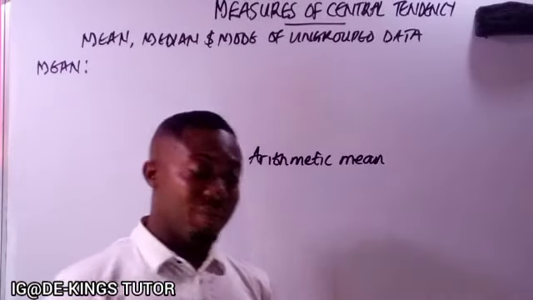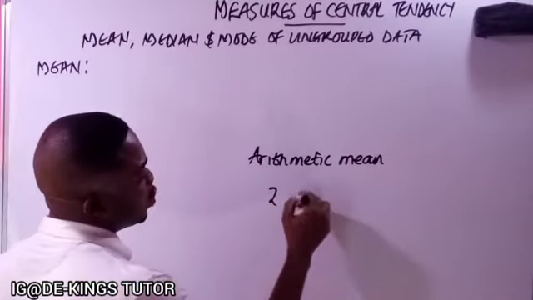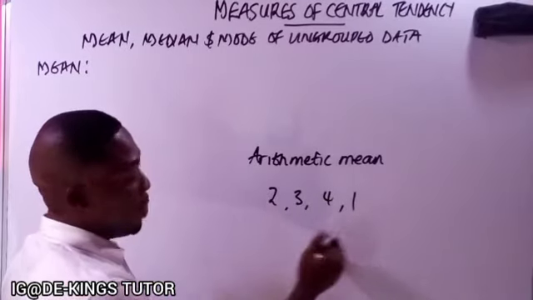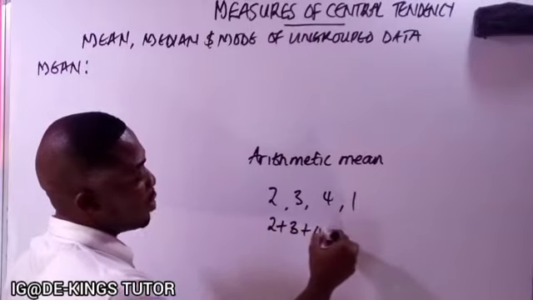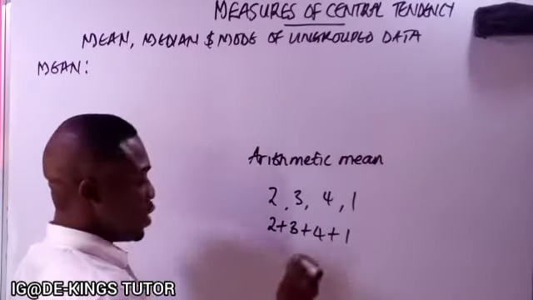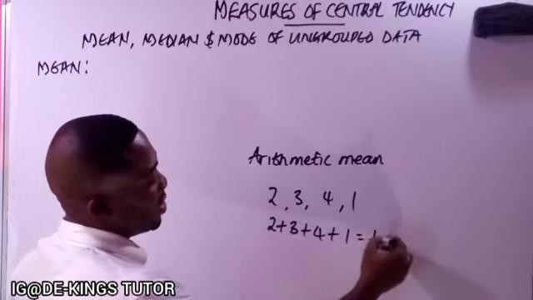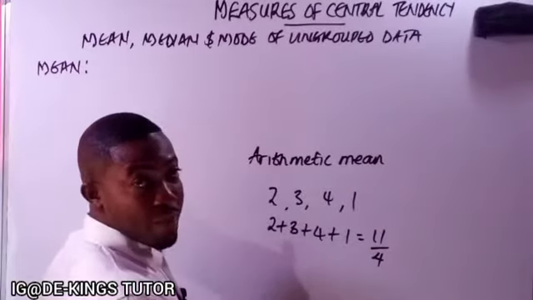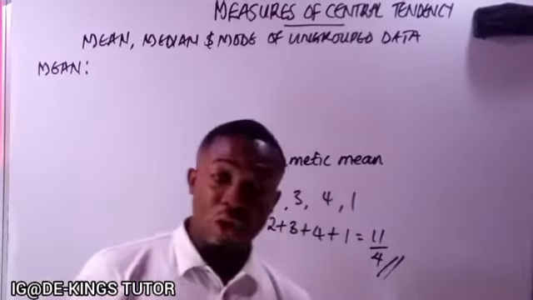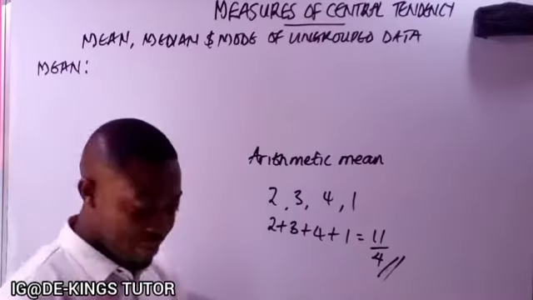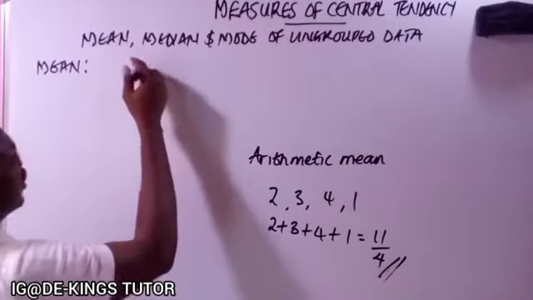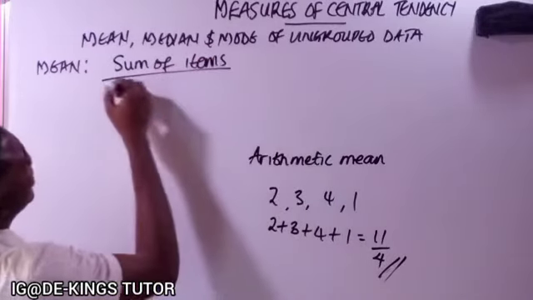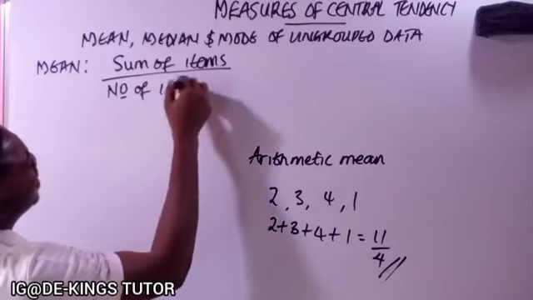To find the mean, you have to sum up all the items and divide it by the number of items. For instance, if you have 2, 3, 4, and 1, and they say find the mean, you sum it up: 2 plus 3 plus 4 plus 1, which gives us 7, 10, 11. That is 11 divided by the number of items here, which is 4. So 11 divided by 4, and the answer becomes our mean. So the mean is the sum of the items divided by the number of the items.